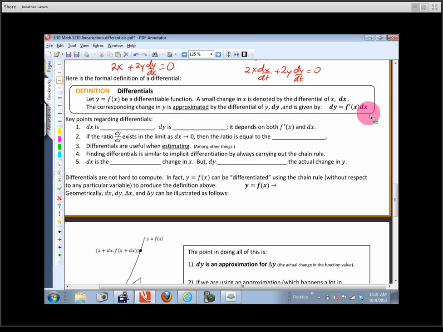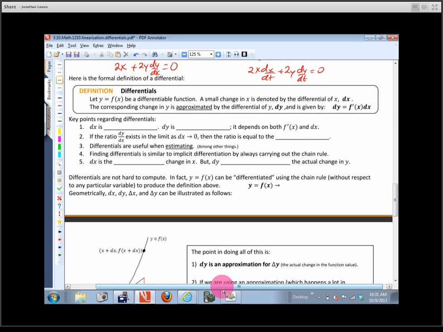We'll talk more about that in just a second, but we want to point out a couple of things about differentials. dx is independent. We've got control over that. dy is dependent. It's going to be determined by the derivative at that particular point and whatever the difference in x is. So the difference in y is determined by these two things: the derivative and the difference in x.